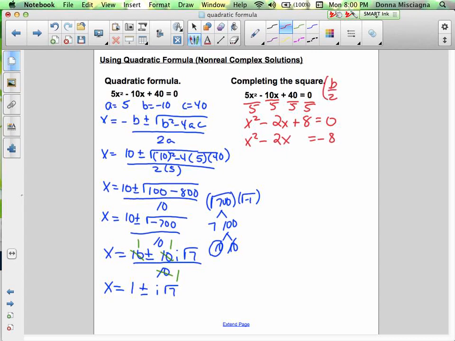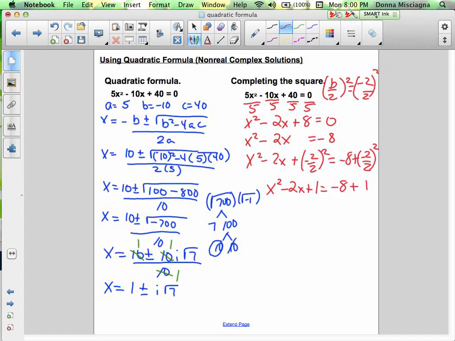Our b divided by 2 squared is going to be negative 2 divided by 2 squared. We just had that one. So x squared minus 2x plus negative 2 divided by 2 squared equals negative 8 plus negative 2 divided by 2 squared. So x squared minus 2x plus 1 equals negative 8 plus 1. We can factor on the right. x minus 1 squared equals negative 7. Take the square root of both sides. Square and square root cancel, and all that's left is the i, plus or minus i square root of 7. Add 1 to both sides. x equals 1 plus or minus i square root of 7.